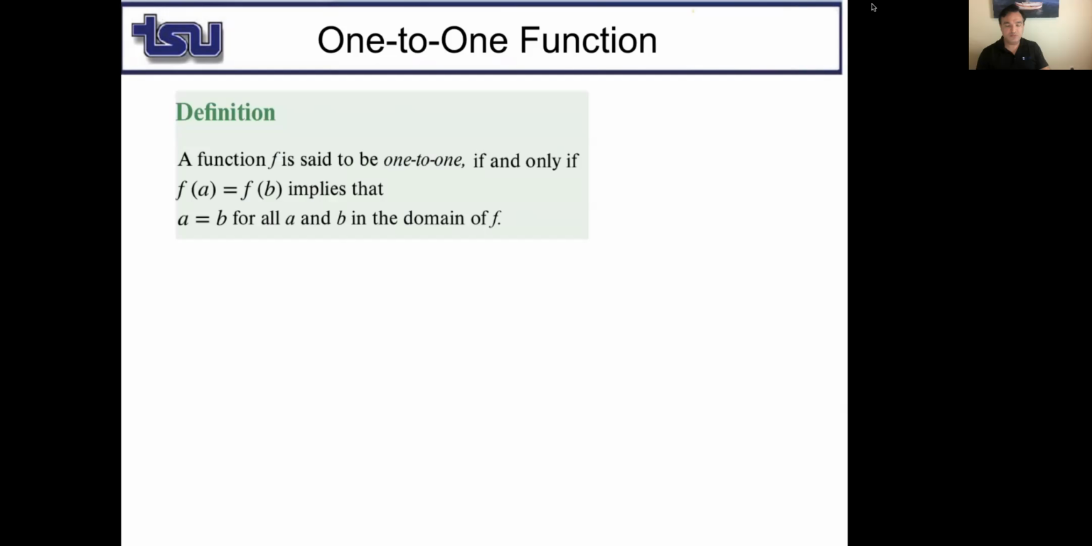One-to-one function. It's very simple. A function f is said to be one-to-one if and only if f of a equals f of b implies that a equals b. In other words, no element in the range or codomain has two mappings from the domain.